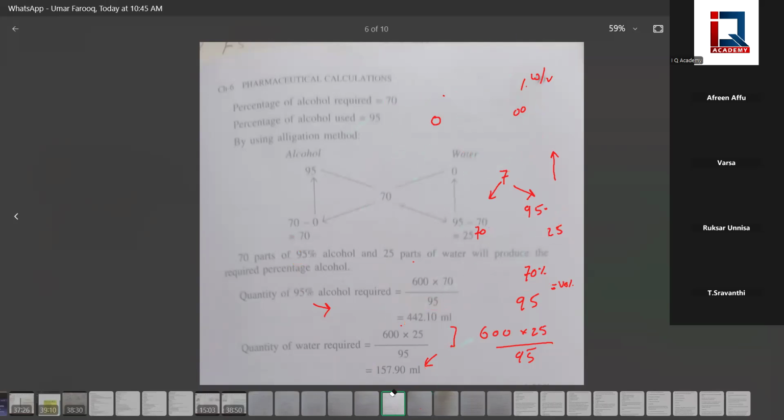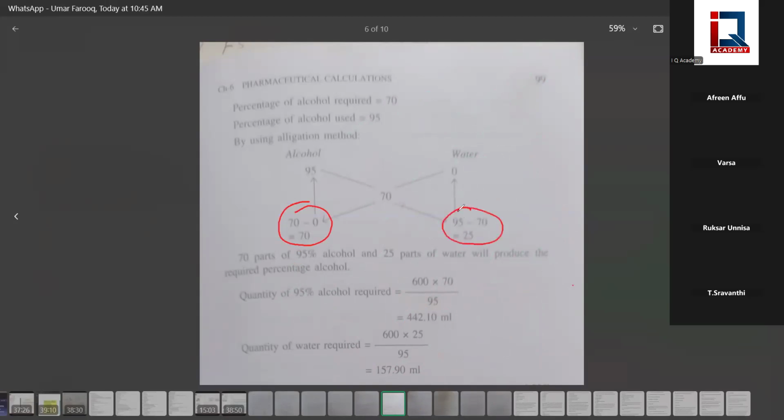So we will do some more problems so that you will understand. So required percentage should be kept in the middle, stronger on the right side, weaker on the left side. And how much weaker should be taken? Required minus stronger. How much stronger should be taken? Required minus weaker. That's the formula. So here, it is the stronger side. So how much stronger to take, weaker minus required. How much weaker to take, stronger minus required. This is what is done to make the percentages of alcohol. Let's see the next example, next calculation.